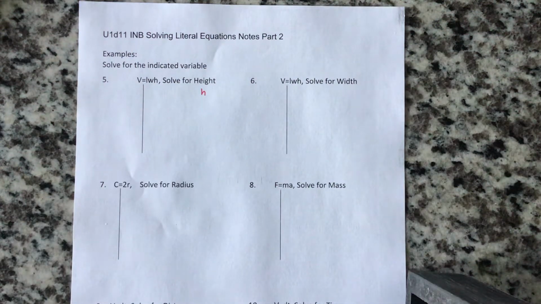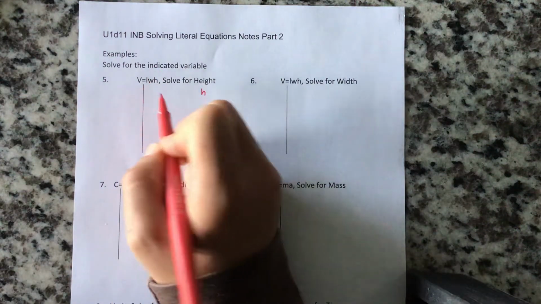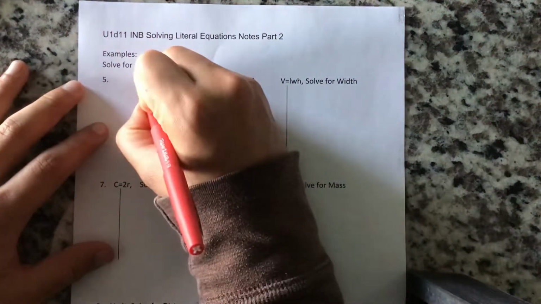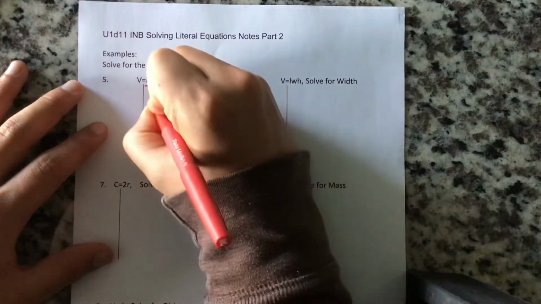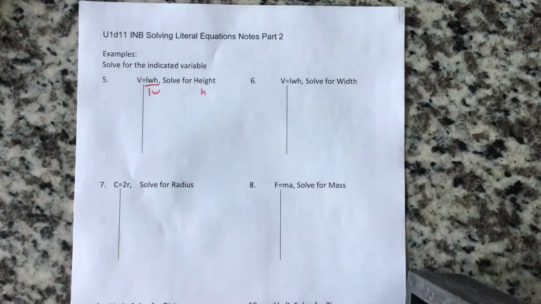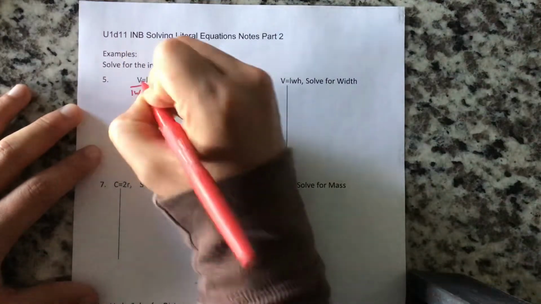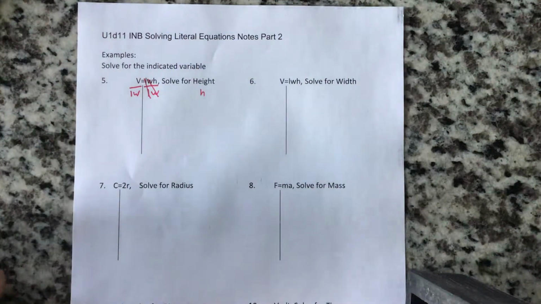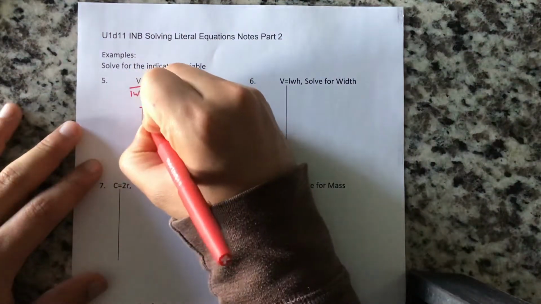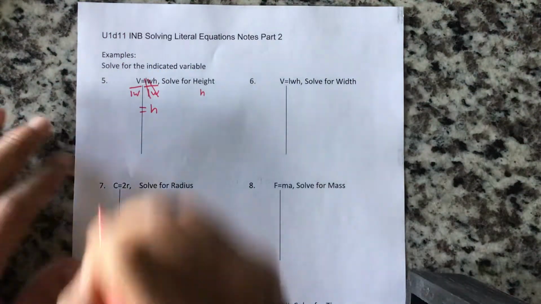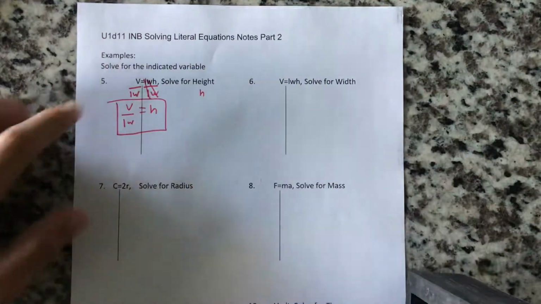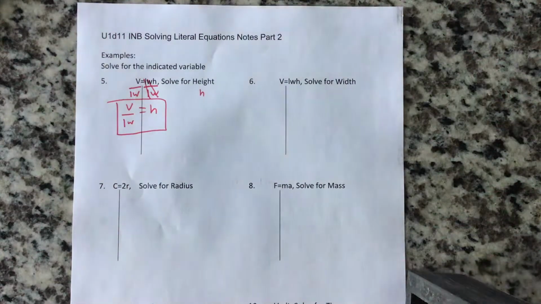So what I need to do is undo what's going on this right side. Since I have L times W times H, that means I'm going to divide by L times W, okay? And what I do to one side, I have to do to the other. So my lengths are going to cancel, my widths are going to cancel. So all I'm left with on the right side is height, which is what we want. And on the left side, I have V over LW. So V over LW equals H. That's my final answer. We solved for height, okay?